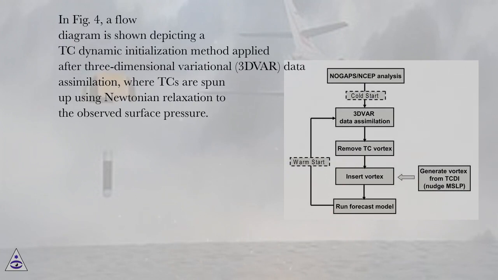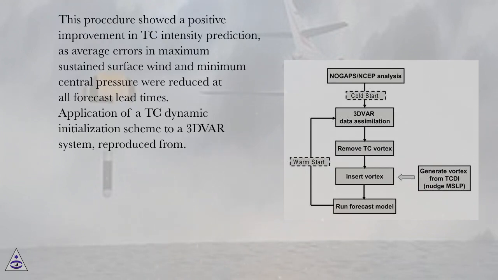In Figure 4, a flow diagram is shown depicting a TC dynamic initialization method applied after three-dimensional variational, 3-var, data assimilation, where TCs are spun up using Newtonian relaxation to the observed surface pressure. This procedure showed a positive improvement in TC intensity prediction, as average errors in maximum sustained surface wind and minimum central pressure were reduced at all forecast lead times.